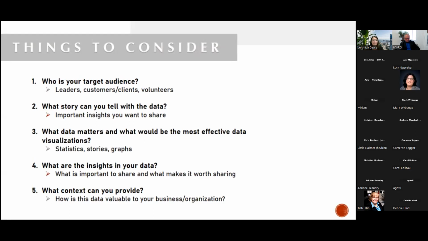Try to think on that a bit. And what context can you provide? So how is your data valuable to the business or organization?